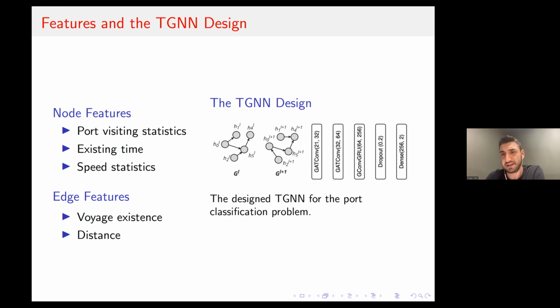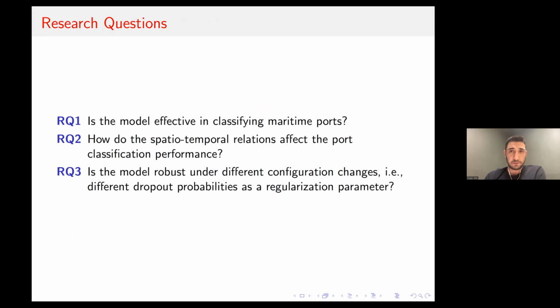And then we have a gated recurrent unit that can process the graphs as well, which is followed by a dropout layer. And then we have a fully connected layer to get the results. So in the experiments, we worked on 3 research questions, actually.